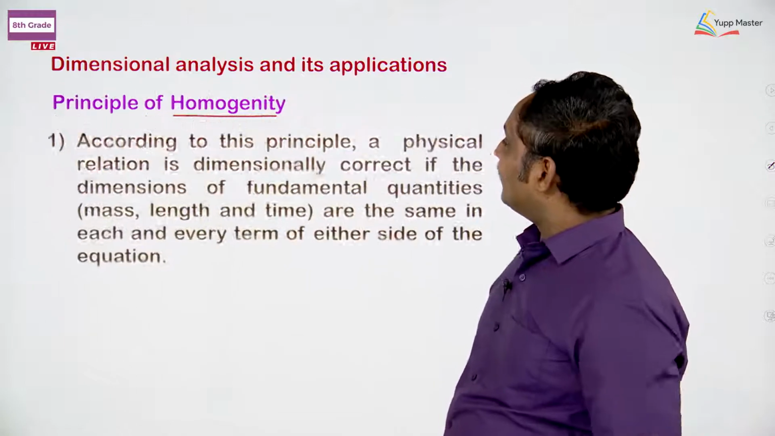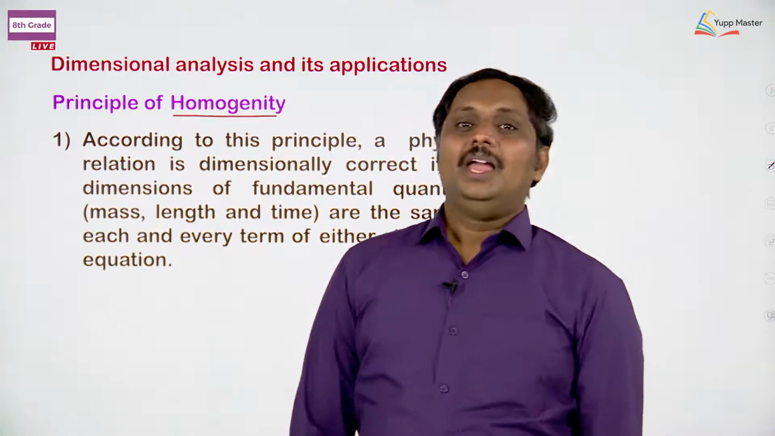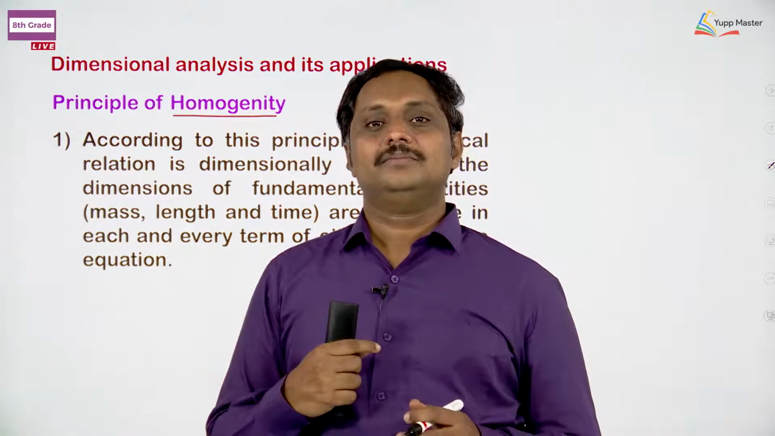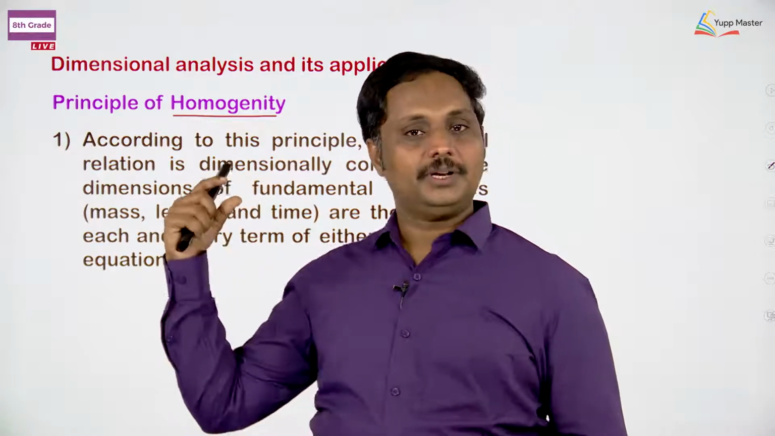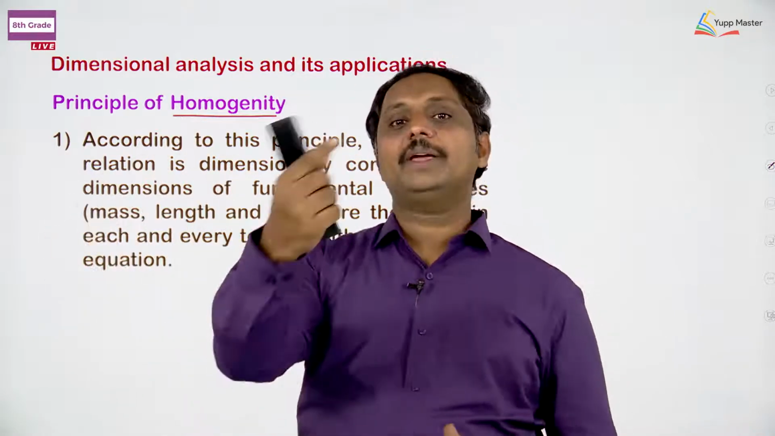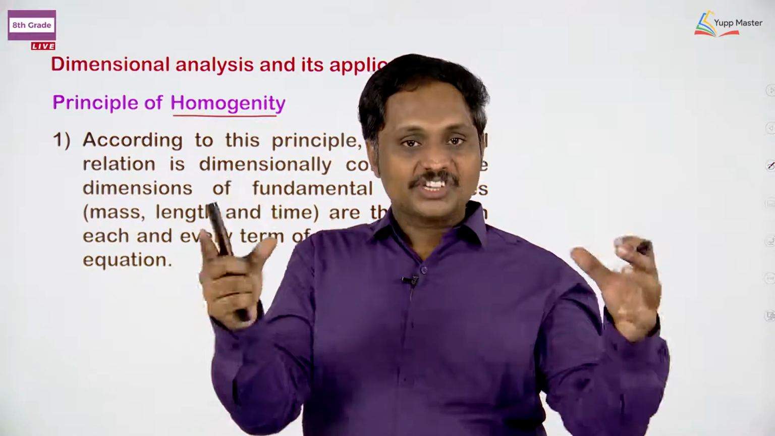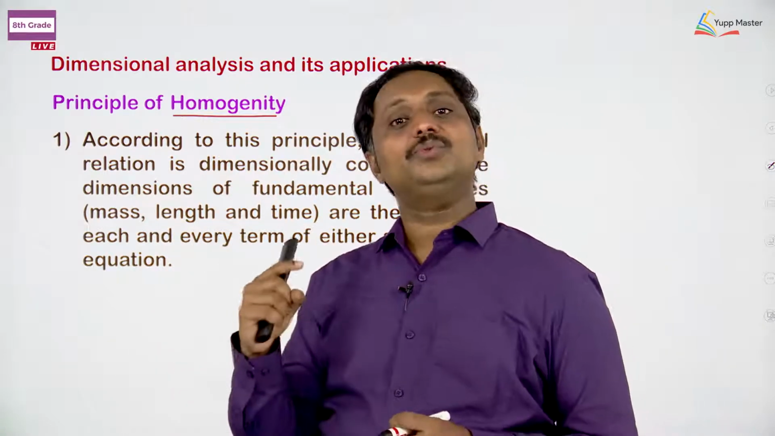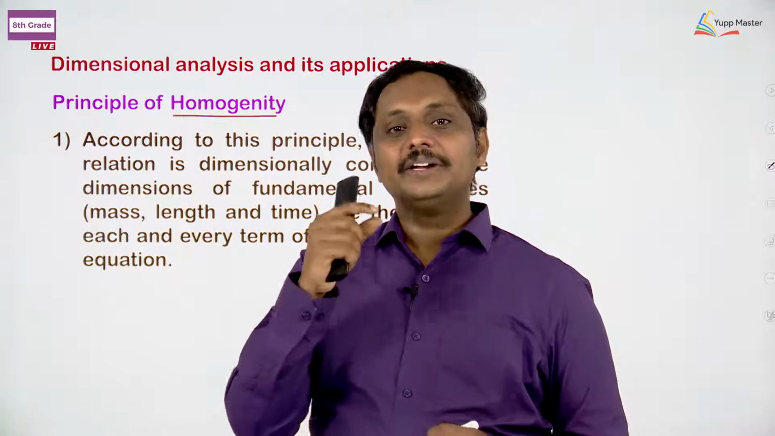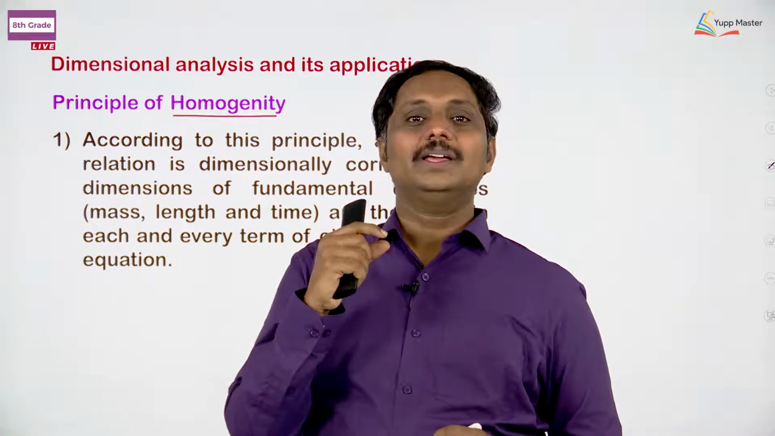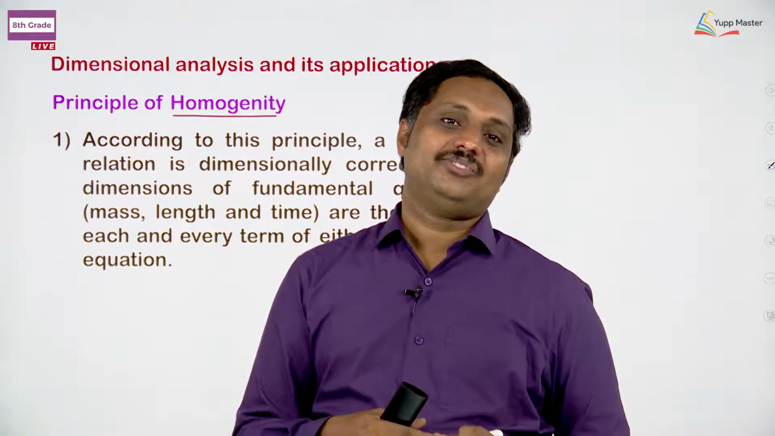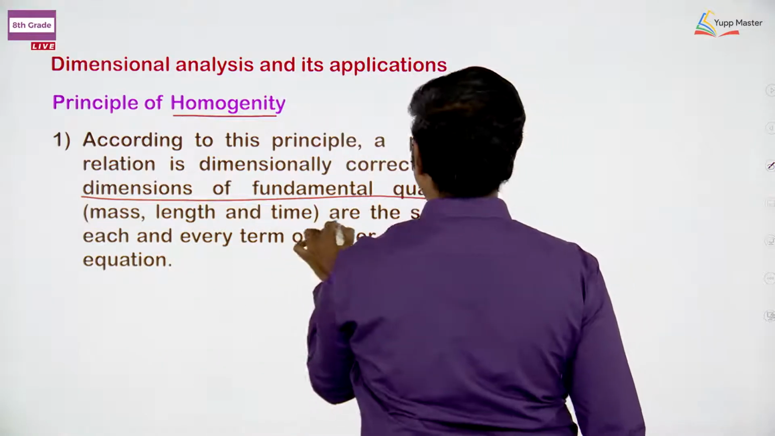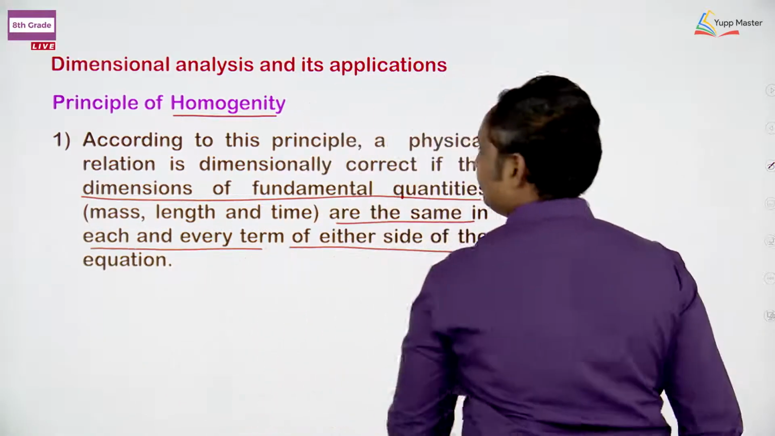Now let's take this principle. When do you say the dimensional equation is correct? You represent each physical quantity in terms of the base units. How can you say it is a dimensionally correct relation? On the right hand side and left hand side, each and every term has the same dimensions. The dimensions of the fundamental quantities are the same in each and every term.